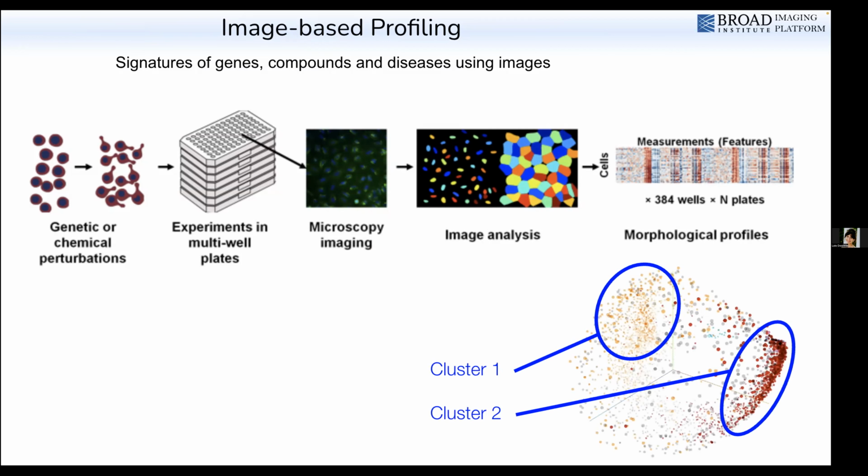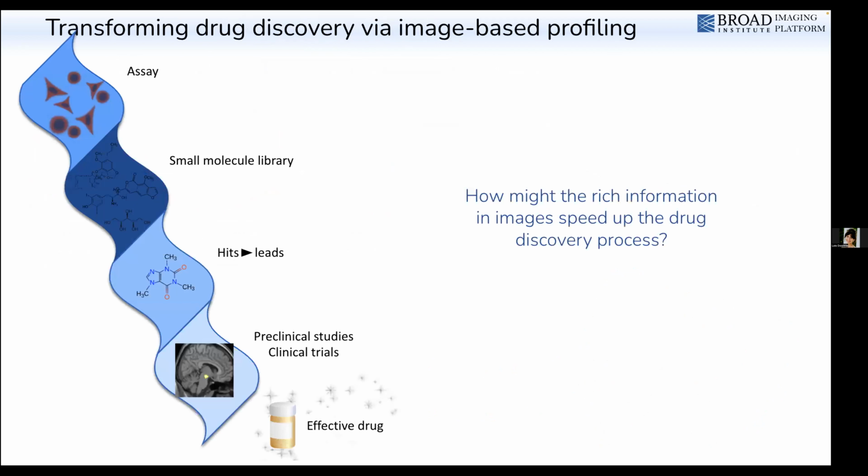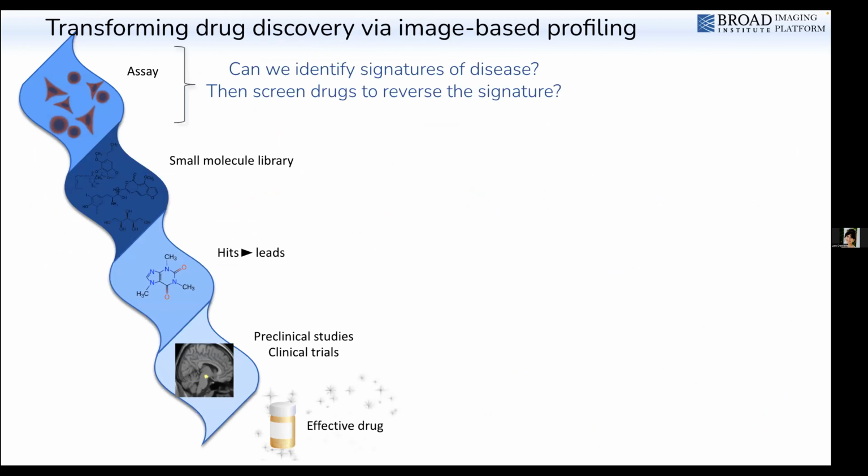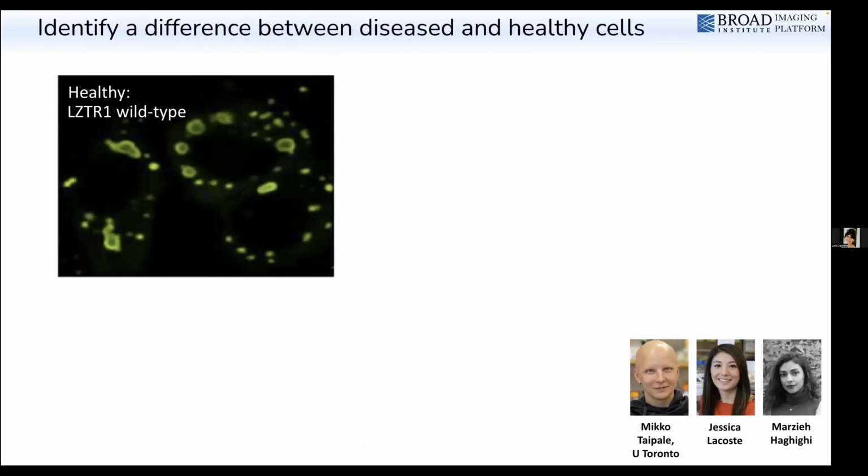And what we're most interested in is how do we use that to dramatically impact different stages of the drug discovery pipeline as represented in the schematic. For example, starting at the top right here, can we use this approach to identify signatures of disease and then find drugs to revert them? I'll focus on just one example on this front.